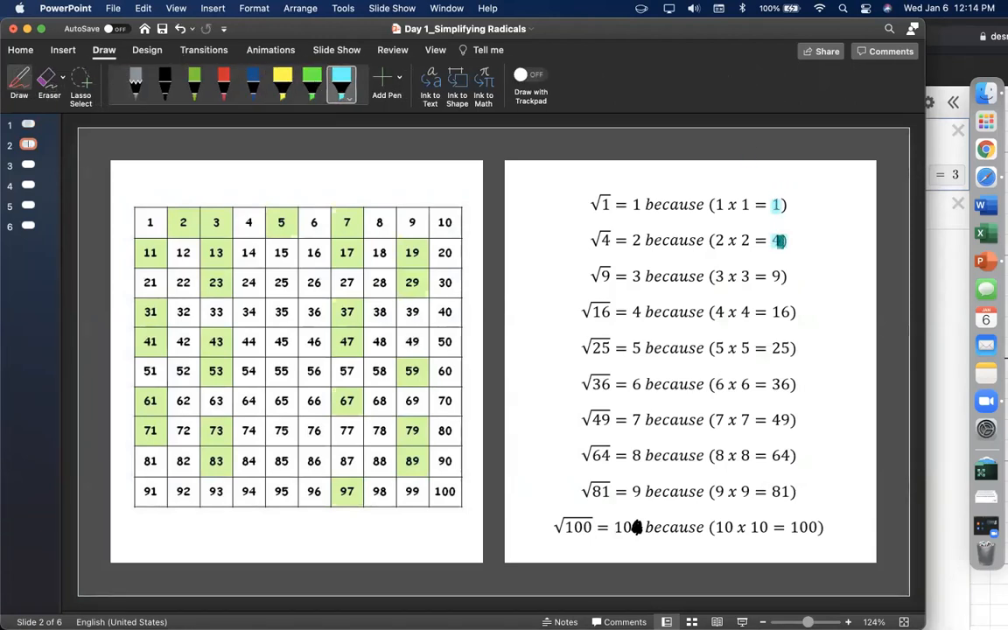I am highlighting all my perfect squares in blue. These are going to be important because we know the answer to perfect squares. I know that the square root of 36 is a 6. I know the square root of a 4 is a 2. I know the answer for the square root of a perfect square. So let's look at some examples.